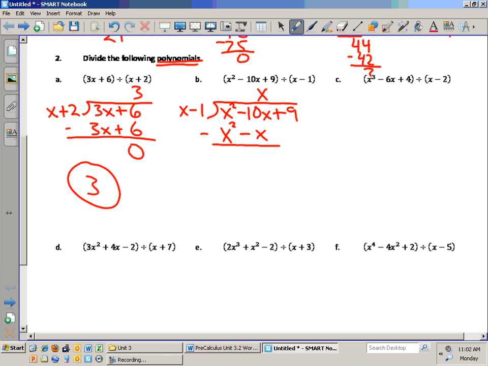So it's a negative 10 plus a positive 1 then. So be very careful with your subtraction. I end up with a negative 9x. What do I do next?